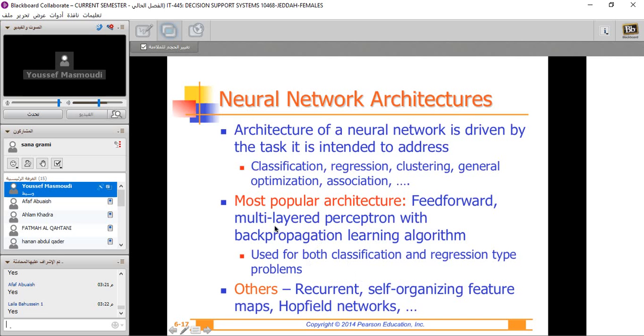So, inshallah, today I will show you the Weka algorithm, and I will show you the artificial neural network and how it's working. We'll see the multi-layer perceptron algorithm and the self-organizing feature maps algorithm.